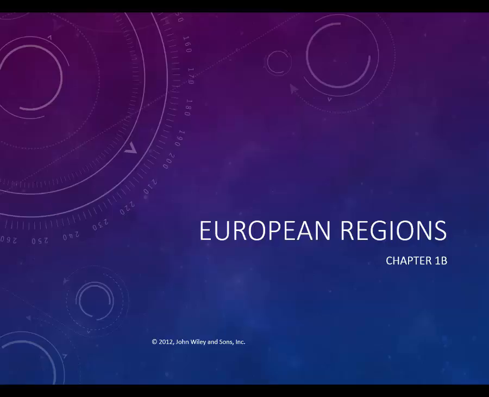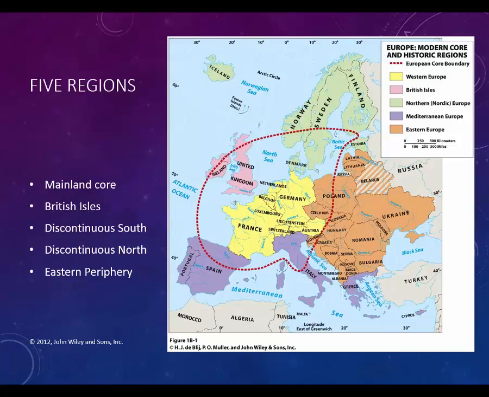Let's move on to talk now about the European regions. We're dealing with 5 regions when we look at Europe: the mainland core, the British Isles, the discontinuous south, the discontinuous north, and the eastern periphery.